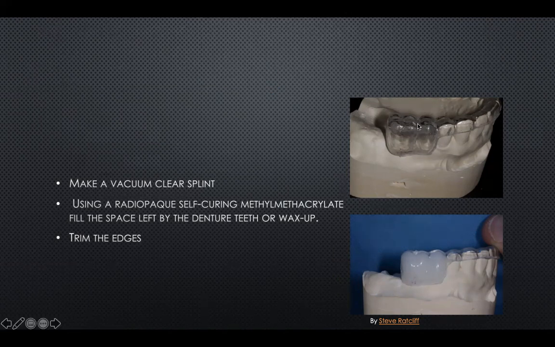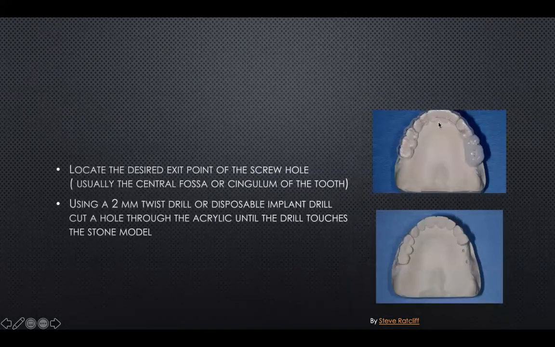And we have this clear splint with a hollow in it, in the area where we will design our future crowns. After that, we fill this space with a radiopaque self-curing methyl methacrylate, and we trim the edges, and we end up with a situation like this or like this. And then we locate where our exit point for the screw hole is going to be, and it's usually in the central fossa or the cingulum of the tooth.